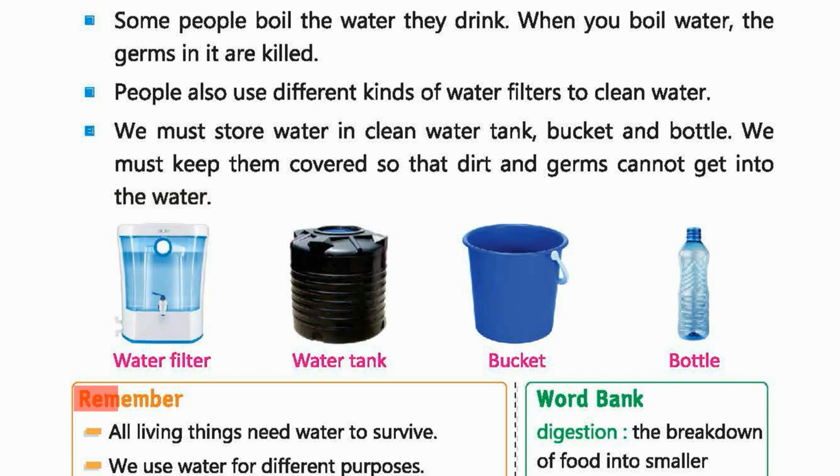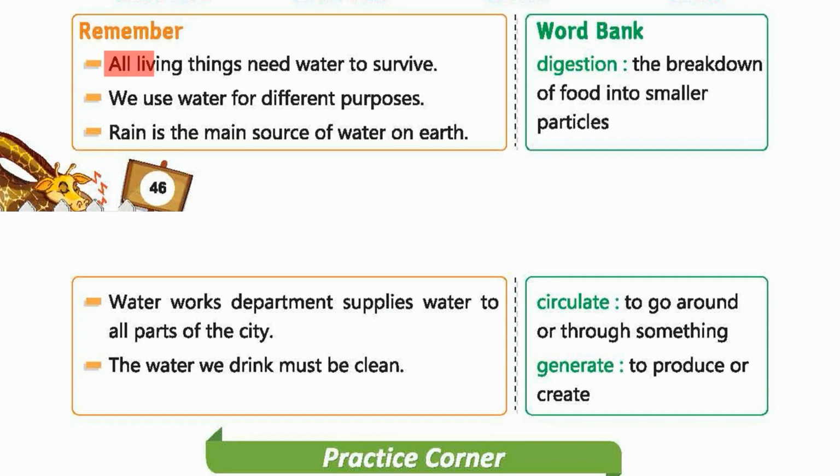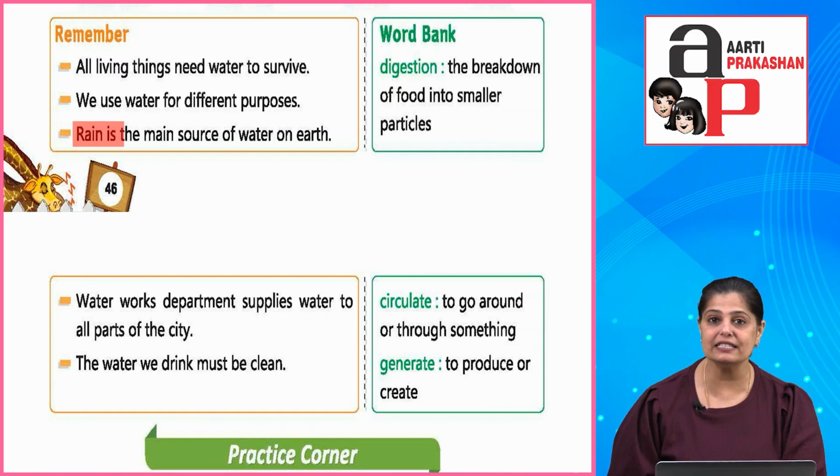Okay, now remember these points. All living things need water to survive. We use water for different purposes. Rain is the main source of water on earth. Waterworks department supplies water to all parts of the city. The water we drink must be clean.